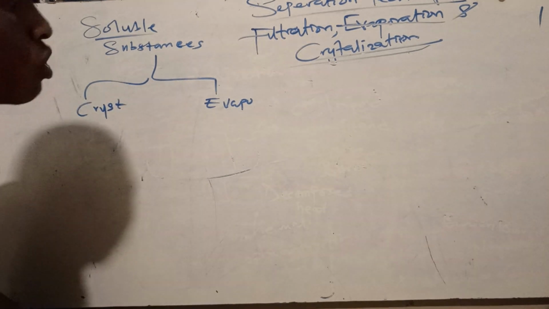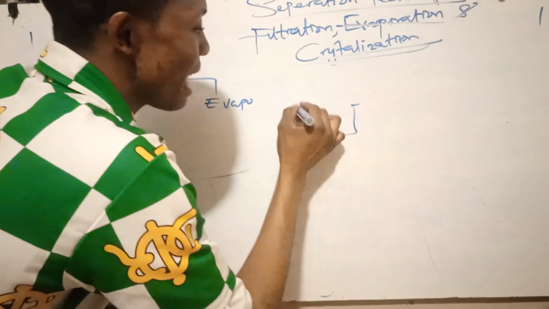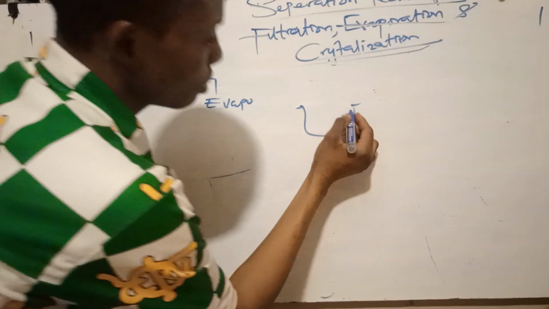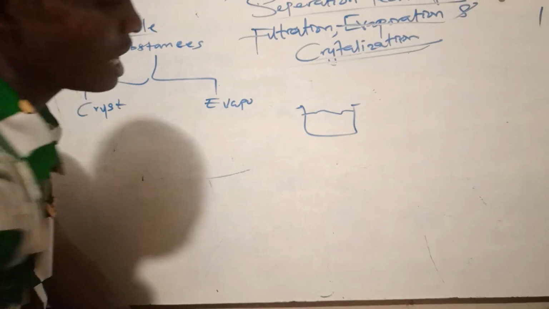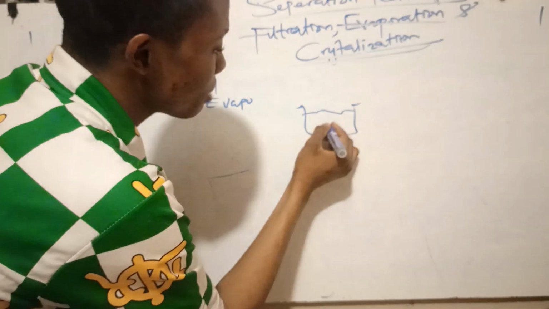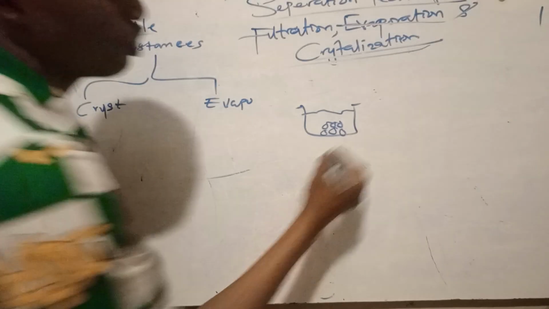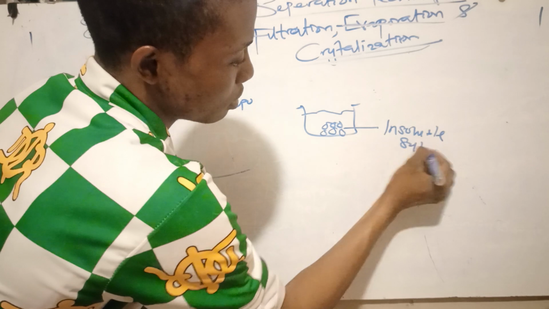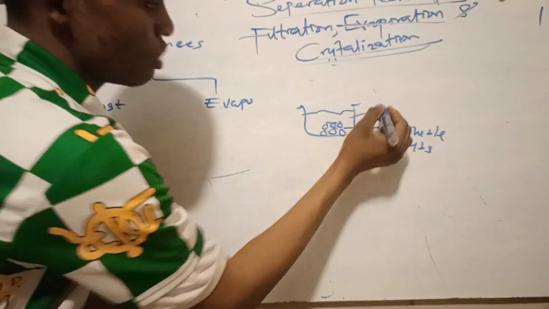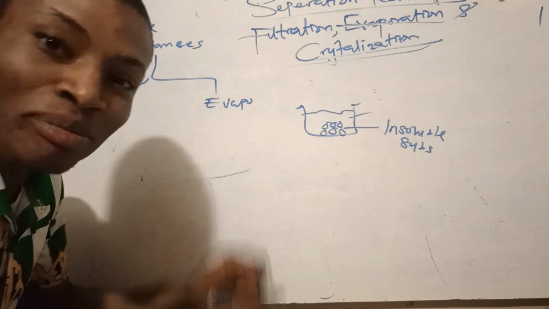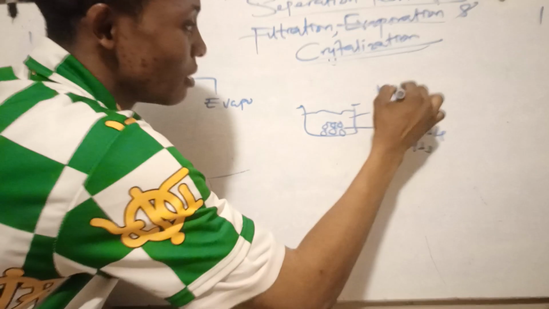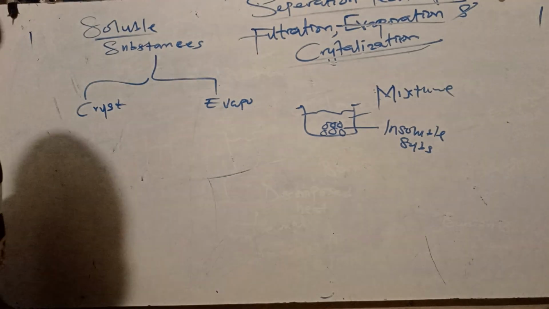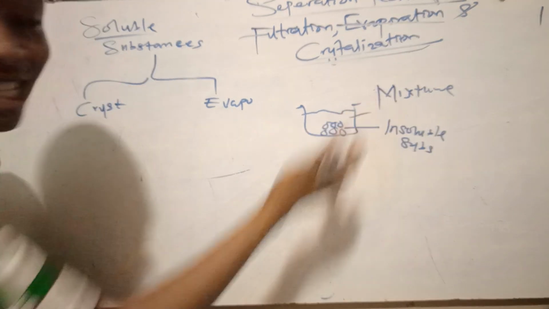That's it. What if you have a mixture whereby you have a liquid and some insoluble substances present inside it? So these are the insoluble substances. So this is the liquid. So how are you going to separate this kind of mixture? This is a mixture, right? How are you going to separate it? It turns out that this is very simple. We can filtrate it out. We use something that is called filtration.